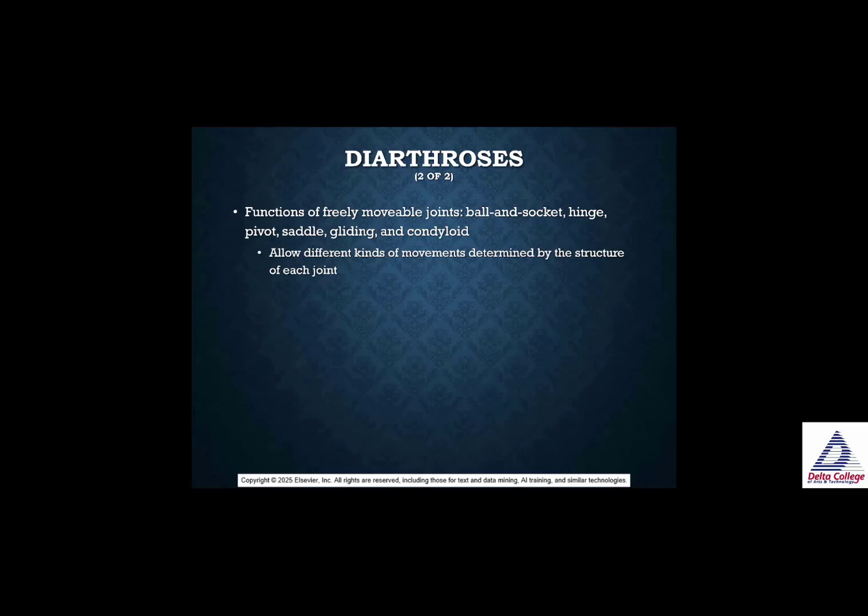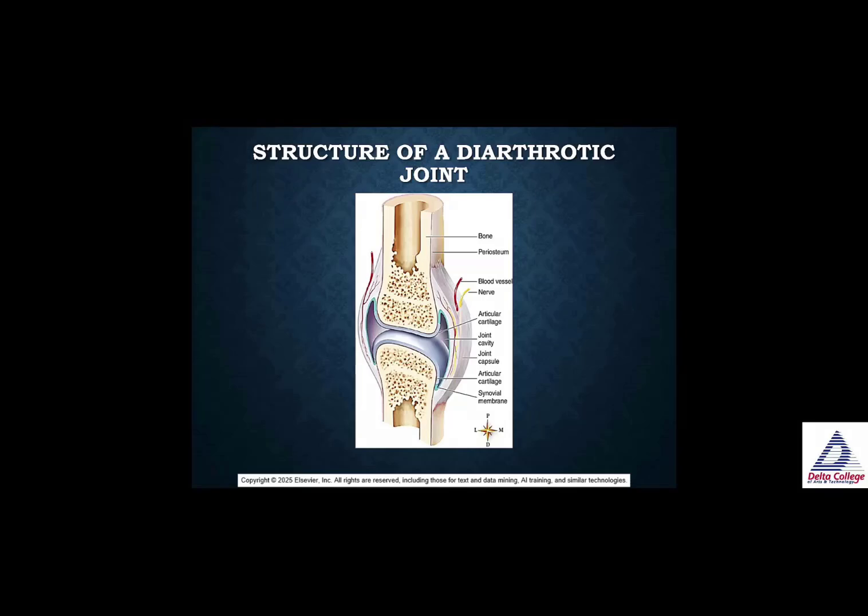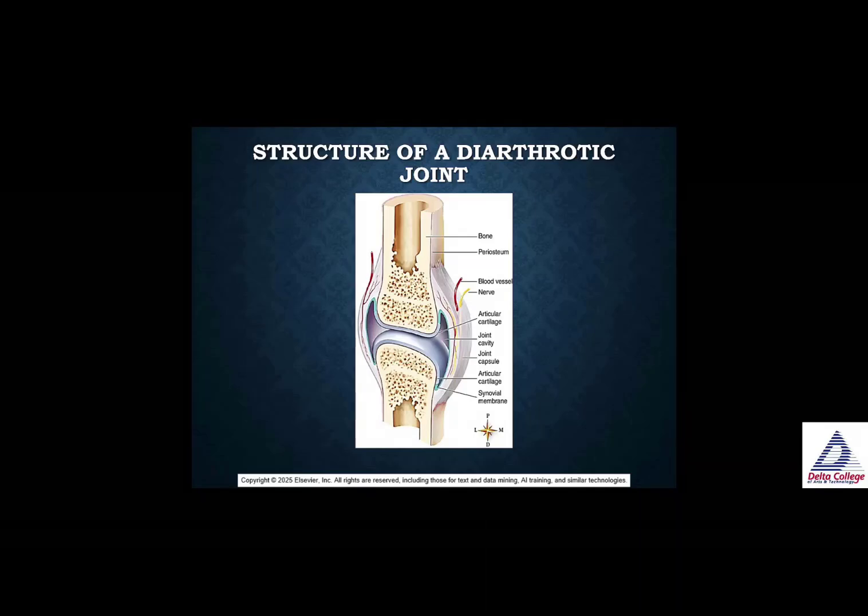Now, the functions of freely movable joints, or diarthrotic joints: we have ball and socket, hinge, pivot, saddle, gliding, and condyloid. These allow different kinds of movements determined by the structure of each joint. This is giving just a visual of the basics of most diarthrotic joints. You can see in here the articular cartilage at the end of the long bones. There's a joint cavity, joint capsule. You see the synovial membrane.